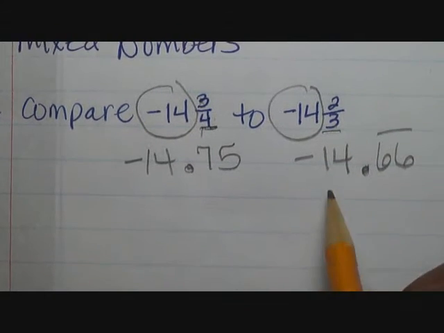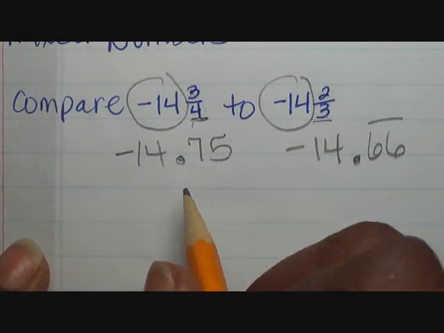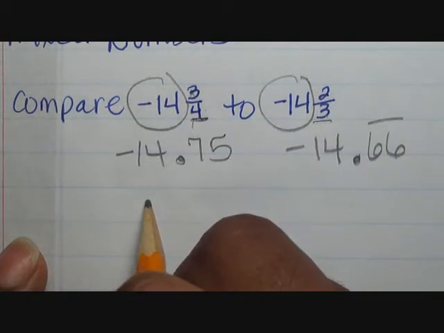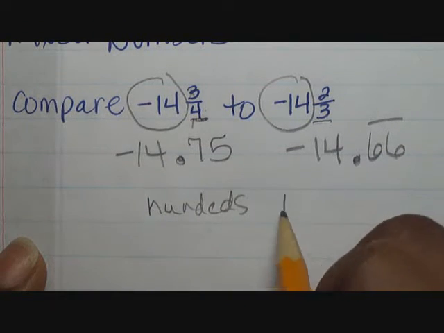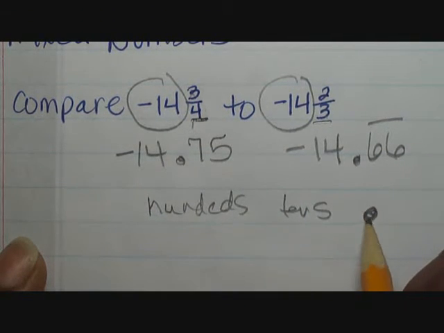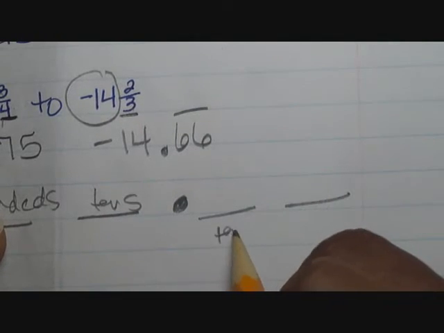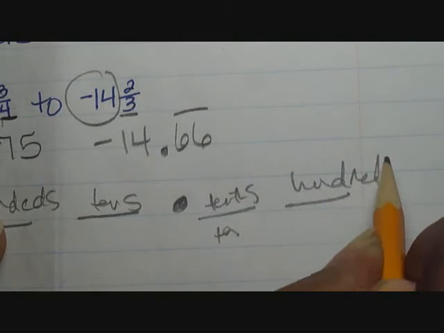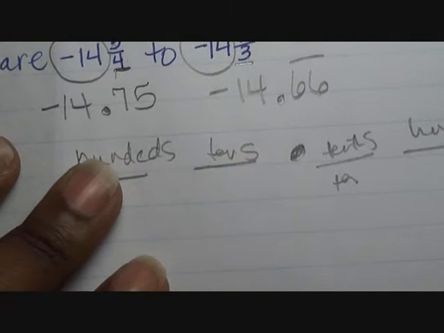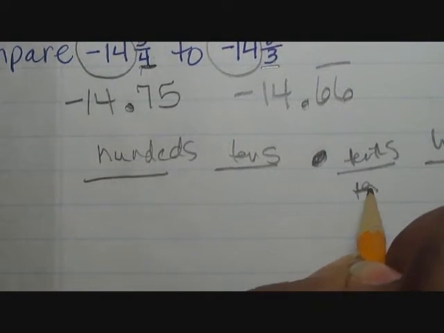Okay, so we're going to compare decimals now. And again, we can do that with the decimal lineup. We have hundreds, tens, the decimal place, then tenths, hundredths. Okay. I don't have an eraser, but that's okay. That's just a little mess up.